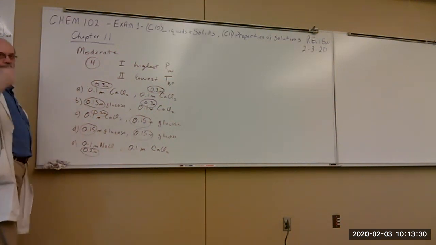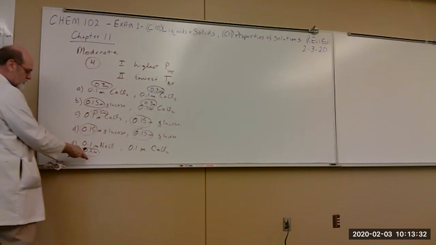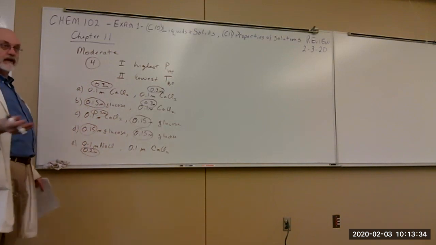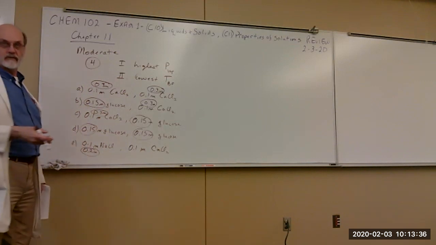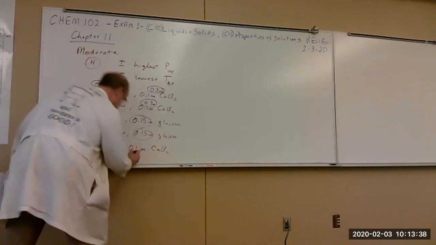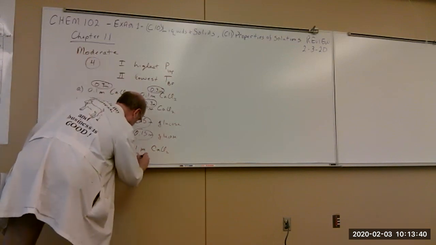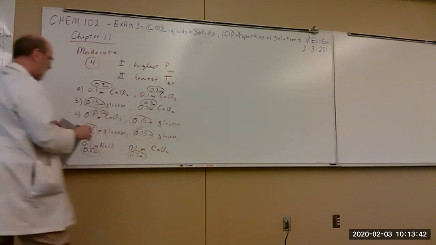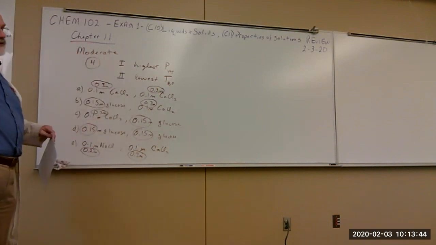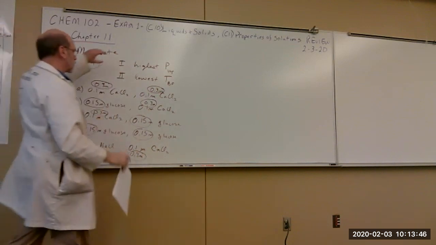0.2. You get one sodium, one chloride, so its concentration is 0.2 for colligative properties, for that purpose. And this one is 0.3. All right. Now we've got the true concentrations of particles, and we can look at these questions.